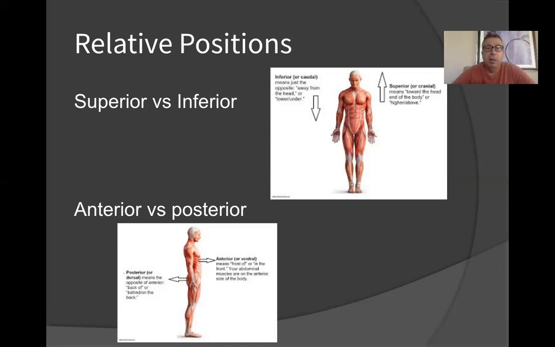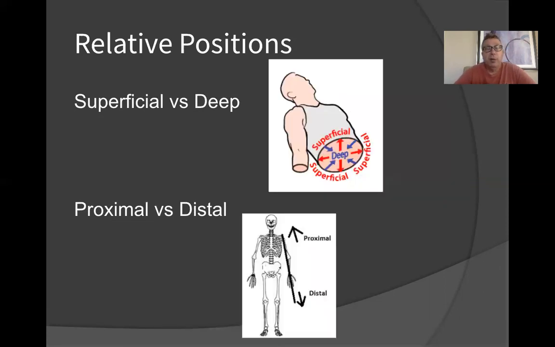So superficial versus deep. Mostly we're just talking maybe blood vessels, which are deep compared to our skin. Our blood vessels are deep in relation to our skin, and superficial would be above it, right? So superficial would be on the skin, the top layers, and then deep would be the lower layers.